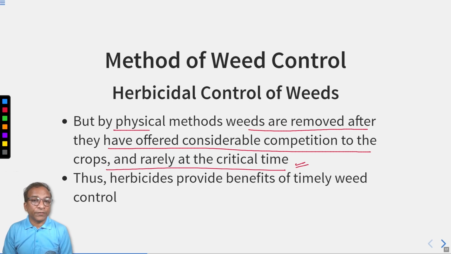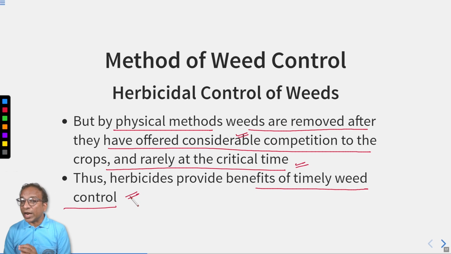If we are using the physical method, we can remove the weeds, but they have already given competition to the crop, right? So the weeds should be removed at a very initial level, because once the weed gets established, once it blossoms and sets seeds, it can give rise to new plants even. So it is very important at which stage we are removing the weeds. Thus herbicides provide the benefit of timely weed control. So timing is very important.